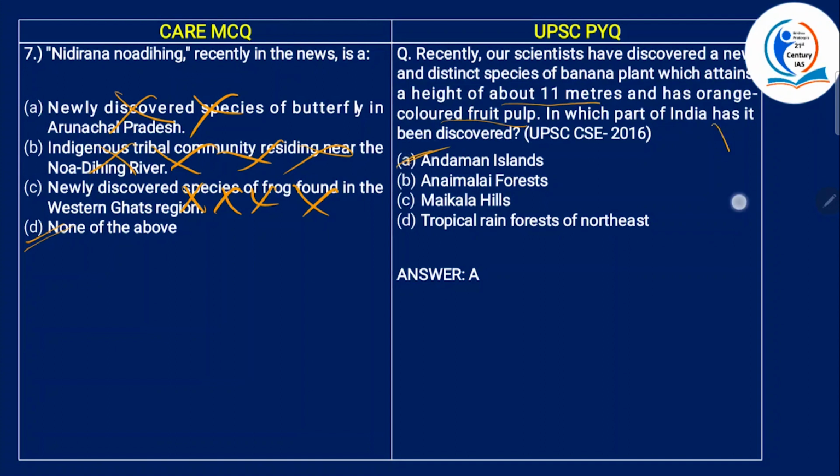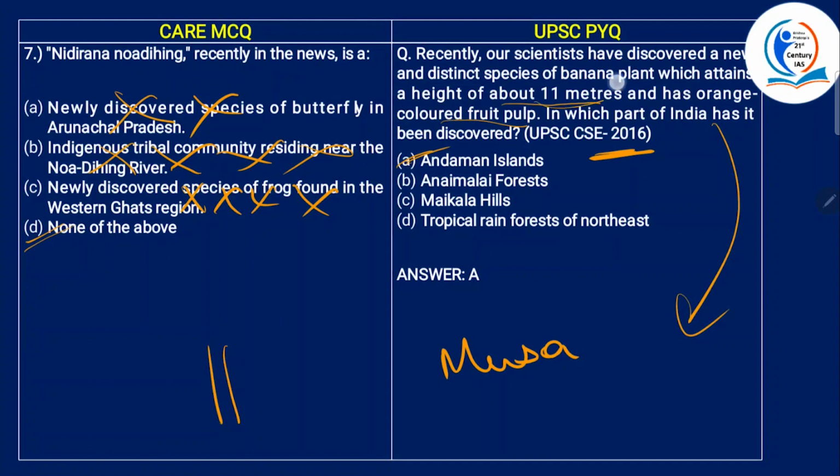So what are they referring to? They are referring to Musa indandamanensis. Okay, it is a new and distinct sweet species of banana with orange pulp that was discovered in the Andaman Islands. This was given in 2016, not now. And the species was found by the scientists of Botanical Survey of India. All right. So 11 meters is thrice the height of normal banana species. Okay. So this is the answer.